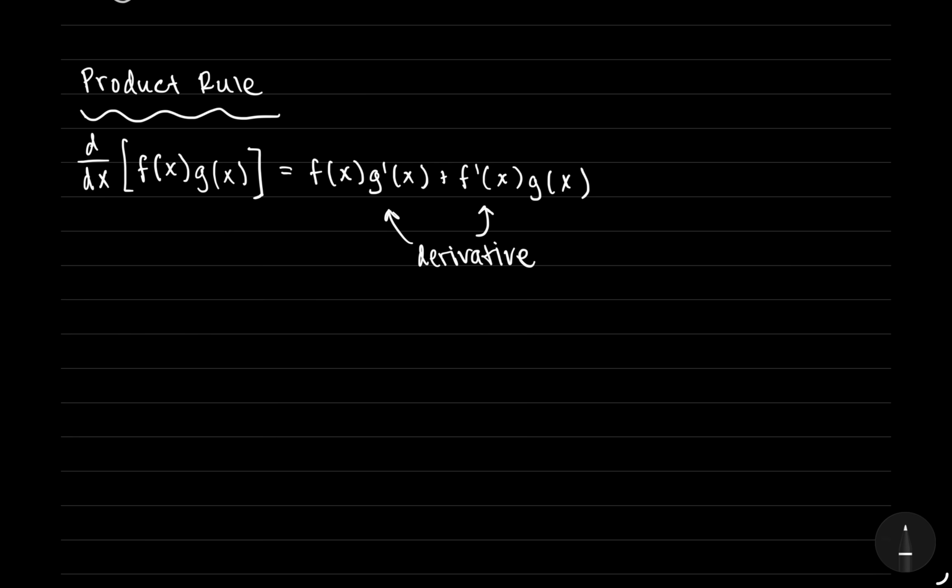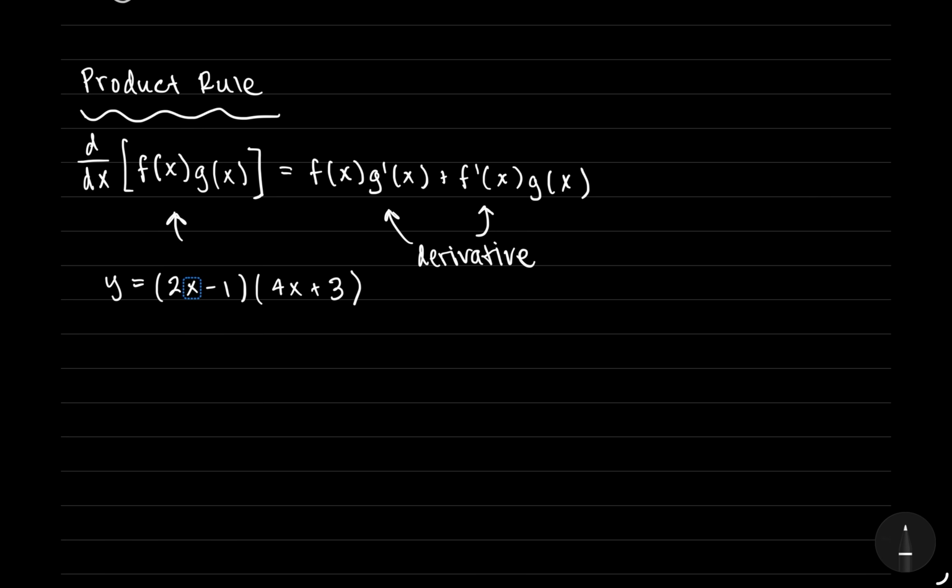Okay, so what might a function that looks like f of x times g of x look like? An example might be if you had a function like this: y equals 2x minus 1 times 4x plus 3.